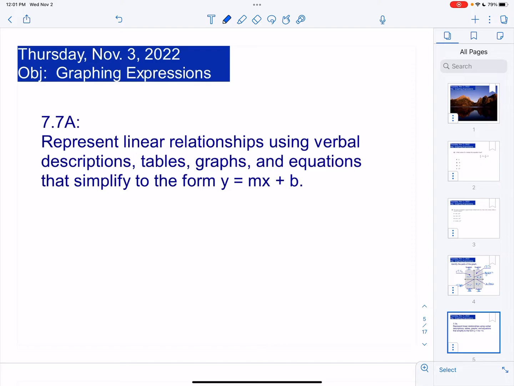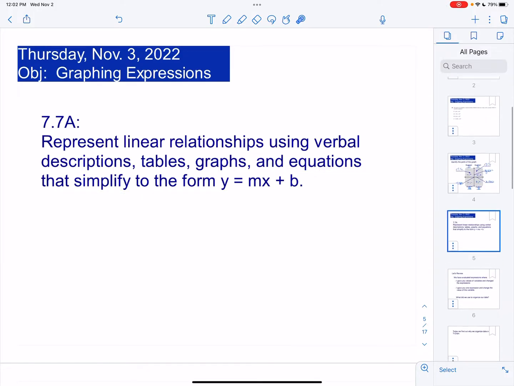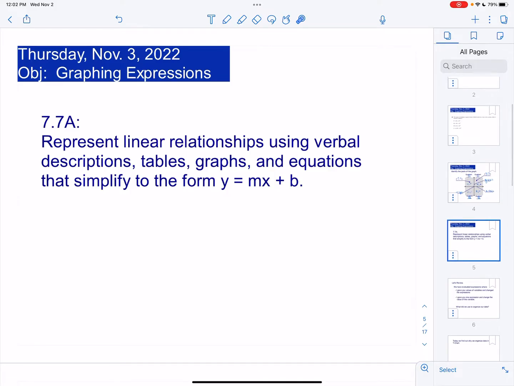Right now we're looking at this standard. This is a 7th grade standard. We're representing linear relationships using verbal descriptions, that's the reading and writing expressions. With tables, that's going to be our t-charts. Graphs is what we're talking about today. Over the next few weeks, we're going to be talking about equations that simplify to the form of y equals mx plus b. But today we're going to focus on graphing.